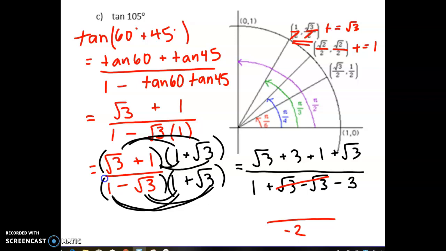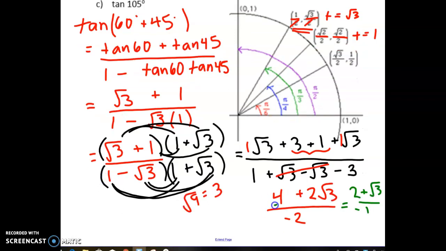But on the top, I can combine like terms, so 3 plus 1 is 4, and then 1 root 3 plus another 1 root 3 is 2 root 3's. So to get our final answer, I see all of my leading coefficients are divisible by 2, so we'll divide them all by 2 to get our final answer.